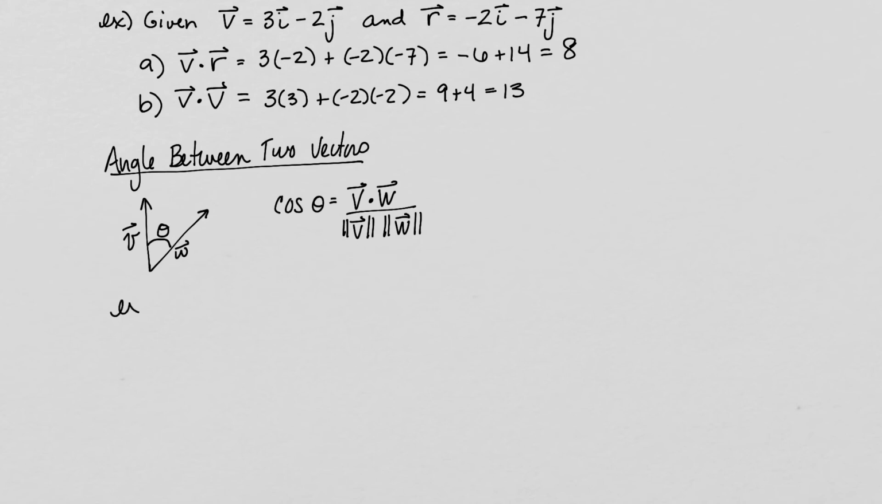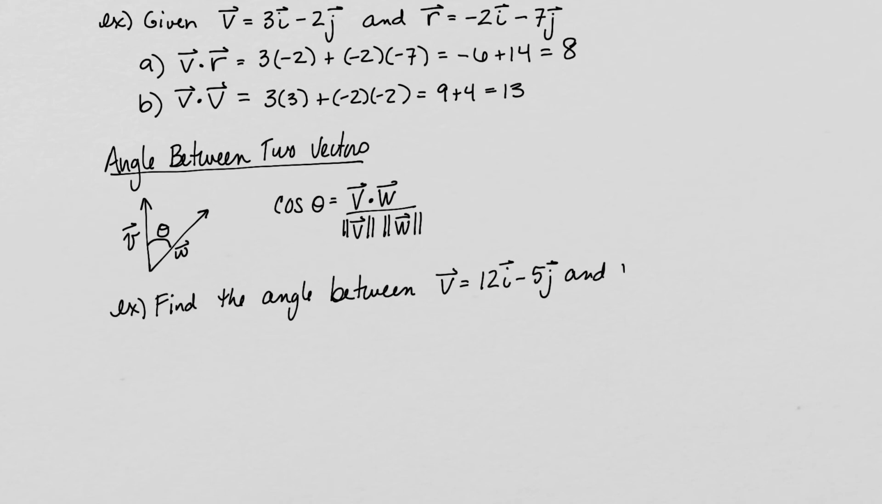So for example, find the angle between vector v being equal to 12i minus 5j and vector w being equal to minus 3i minus 4j.